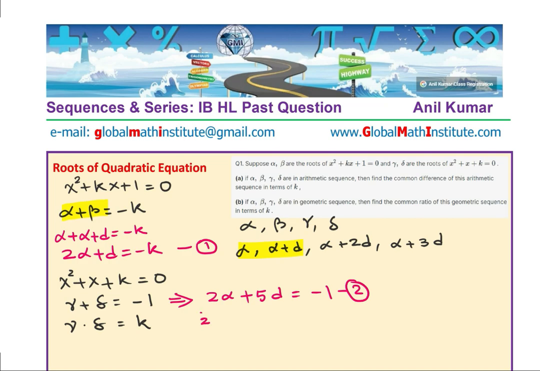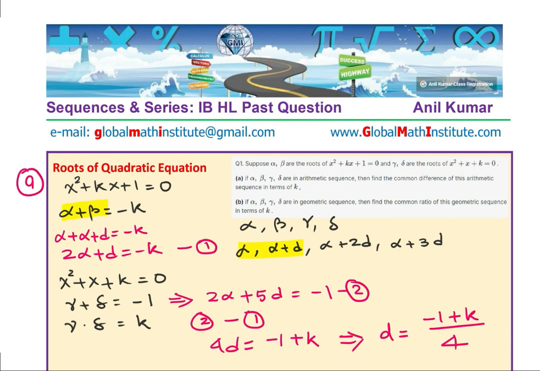So if I do equation 2 minus equation 1, what do I get? 5d minus d is 4d, right? And here we have minus 1, minus of minus k will make it plus k, right? So that gives you the value of d, the common difference, as minus 1 plus k divided by 4. Is that clear to you? So that becomes the solution of part A. So we have found the common difference d when alpha, beta, gamma, delta are in arithmetic progression, correct?